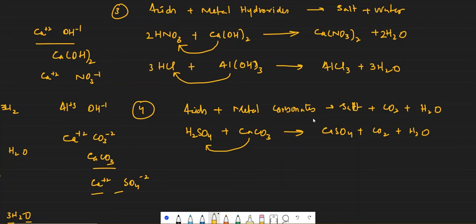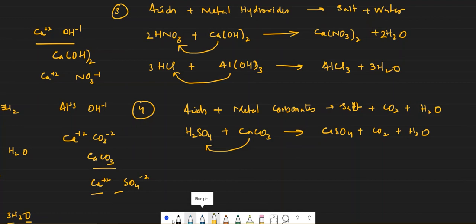Okay, all you need to understand here is how salt is formed. The rest is pretty much the same. You just need to remember the properties that when acids react with metals, salt and hydrogen will be formed. When acids react with metal hydroxides or metal oxides, salt and water will be formed. And when acids react with metal carbonates, salt, carbon dioxide and water is formed. You just need to remember how salt is formed, which is that when metal hits the negative ion of the acid. So that's all from acids.